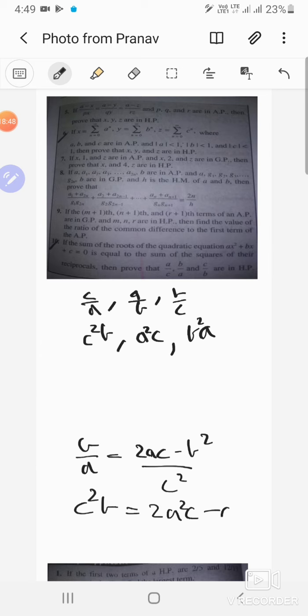Fine. So we are given that (a minus x) upon px, which can also be written as a upon x minus 1 upon p, is equal to (a minus y) upon qy, which can also be written as a upon y minus 1 upon q, and this can be written as a upon z minus 1 upon r. And now I'm going to call this something, say lambda. So from this I can say that a upon x minus 1 is equal to p lambda, a upon y minus 1 is equal to q lambda, and a upon z minus 1 is equal to r lambda.